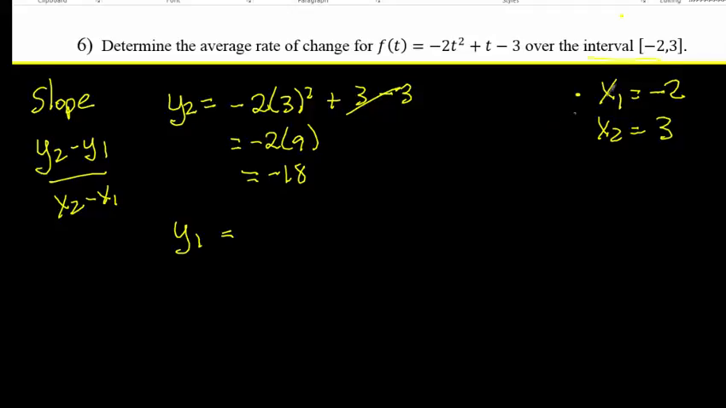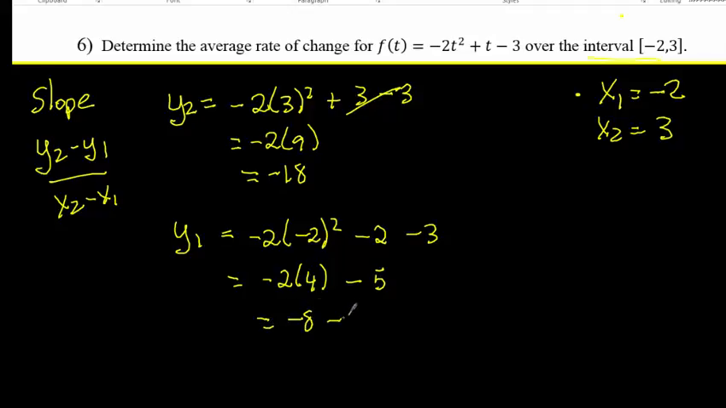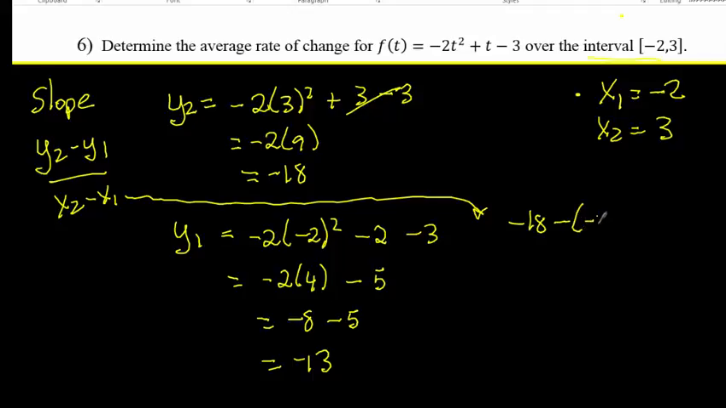y1 would be, what is it when x is negative 2? So I get negative 2 times negative 2 squared minus 2 minus 3, or this would give me negative 2 times 4, and then minus 5. So this would say I got negative 8 minus 5, or negative 13. Well, when I actually perform the slope and do the average rate of change, then I'm going to do negative 18 minus negative 13.